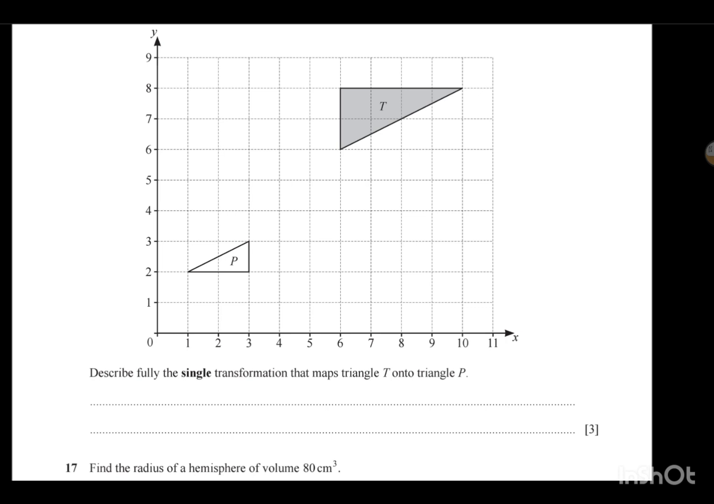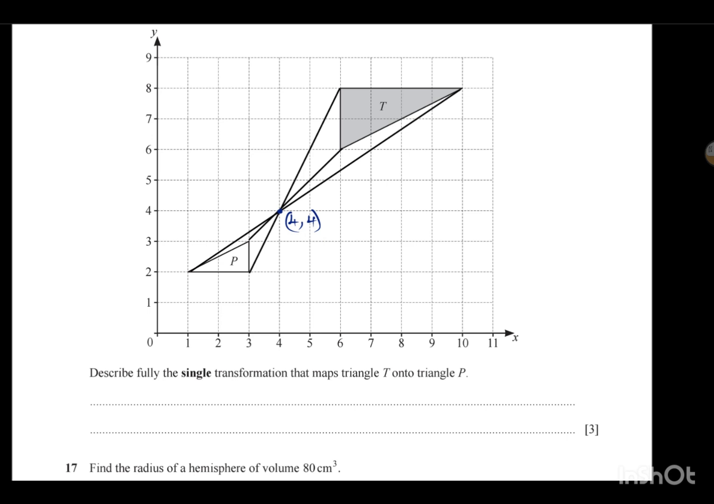So let us try to join the corresponding vertices using your rulers. You do this, corresponding vertices, where they meet, that is the center of enlargement. The point where it is meeting is this. So this is the center of enlargement, that is 4 4.